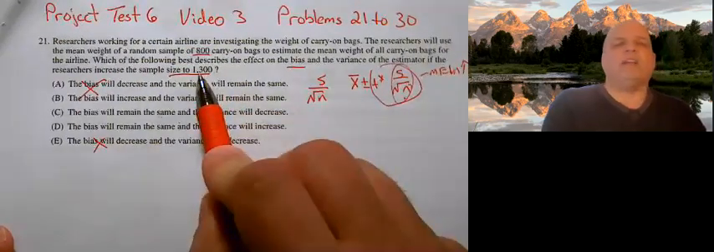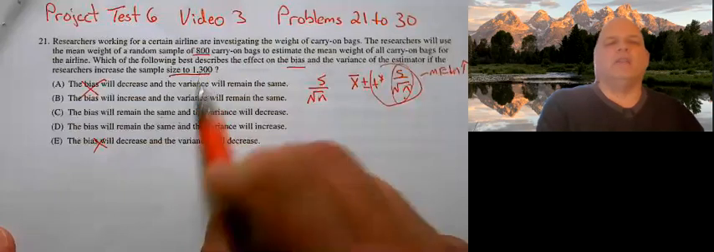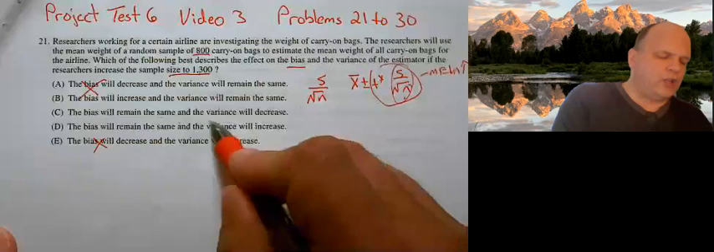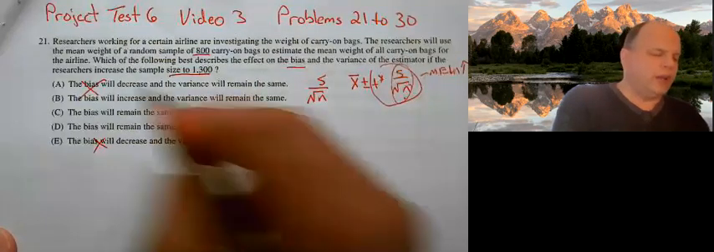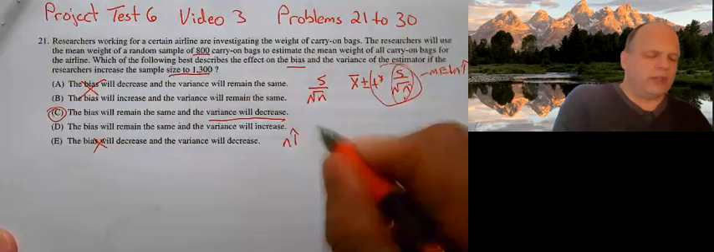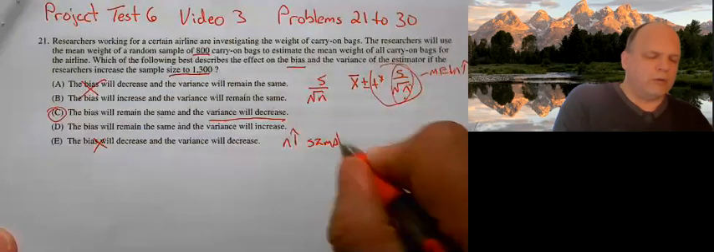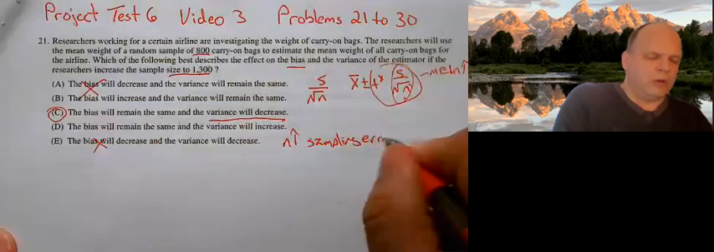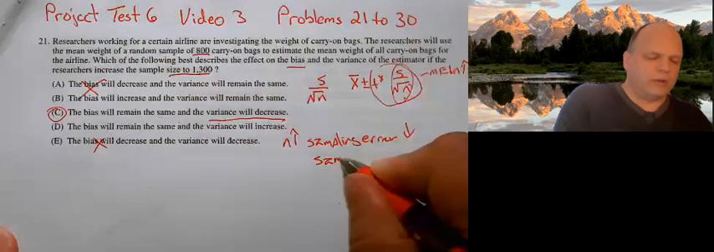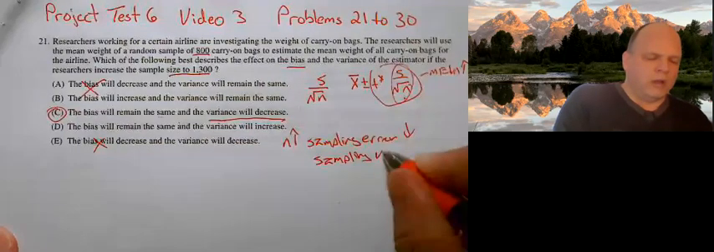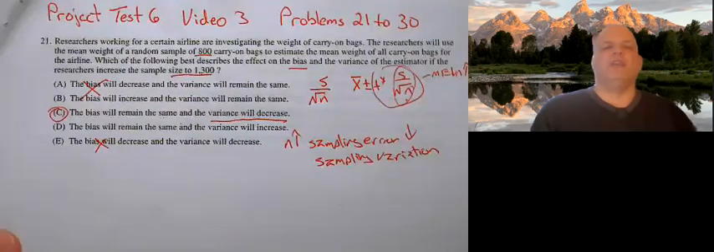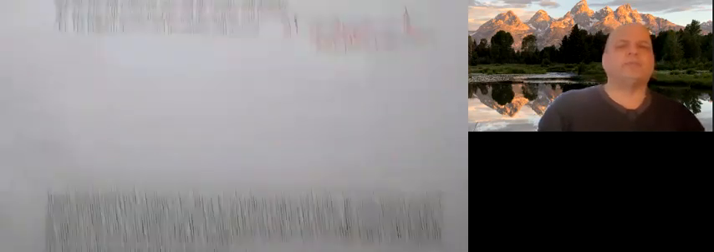So if I have a sample size of 1300, the variation will decrease. Sampling error diminishes. As N goes up, sampling error goes down. And that's the same as saying sample variation. Please remember, sample size has no impact on bias.